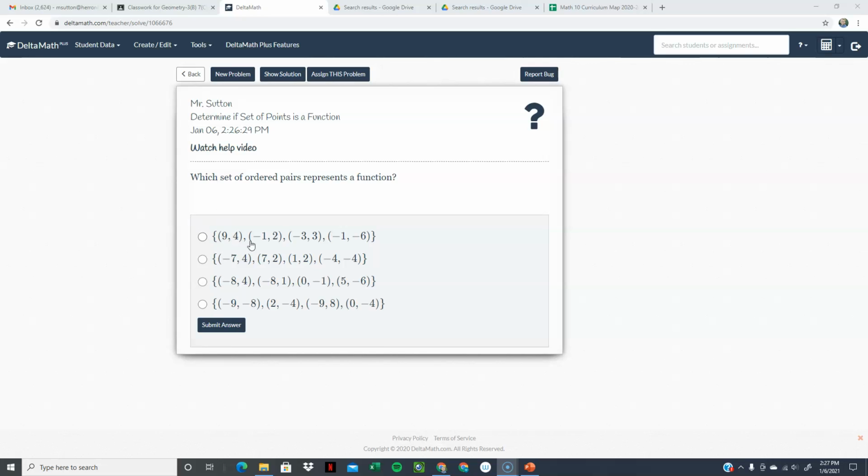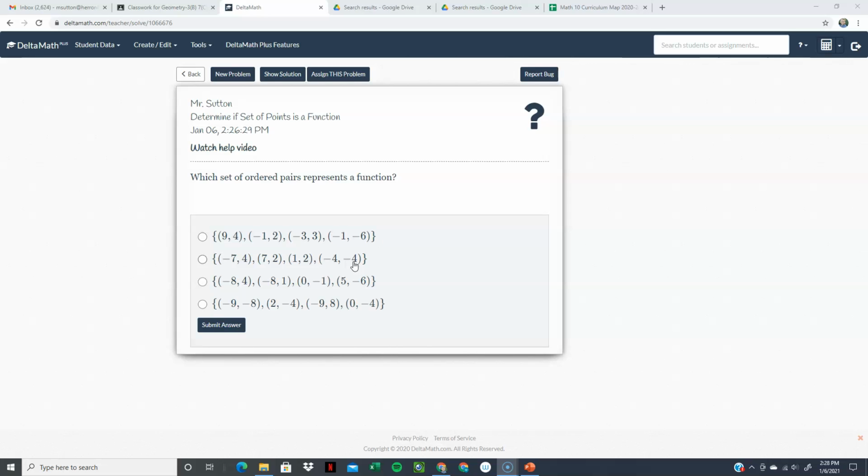Here we have 9 going to 4, -1 going to 2, -3 going to 3, and then -1 again going to -6. So this cannot be a function because I have -1 going to 2 and -1 also going to -6. Here I have -7 going to 4, 7 going to 2, 1 going to 2. This is okay. We're allowed to have two inputs. These are different inputs going to the same output. We cannot have the same input going to two different outputs. So 7 going to 2 and 1 going to 2 is fine. Negative 1 going to 2, negative 1 going to 6 is not fine.